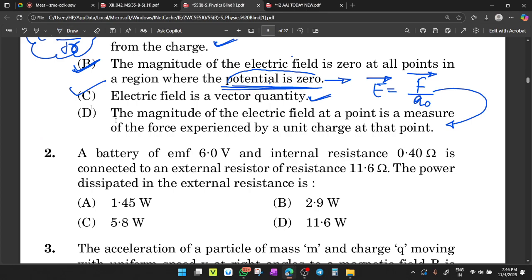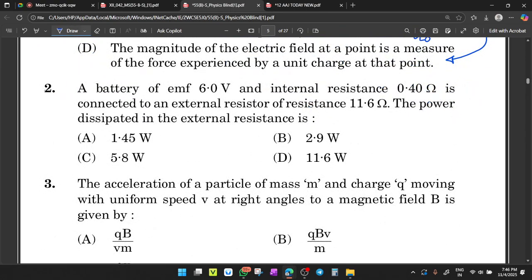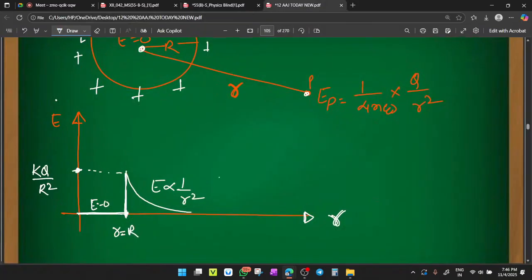Okay, students, now discussing the second question. A battery of EMF 6 volt and internal resistance of 0.40 ohm is connected to an external resistance of 11.6 ohm. Find the power dissipated in the external resistance. So first make the circuit diagram here. What type of circuit is here?